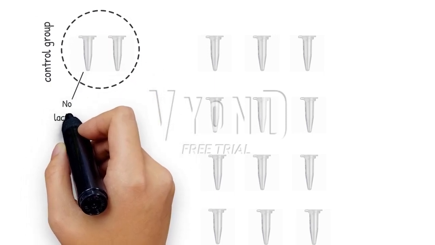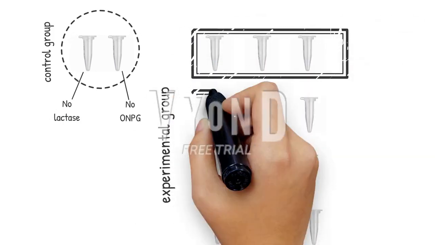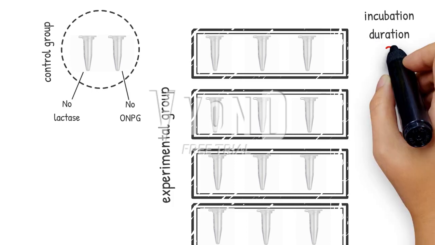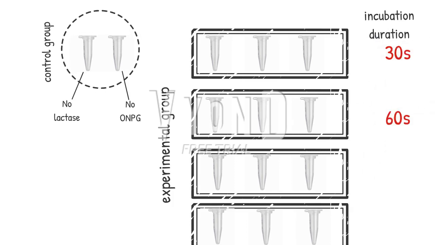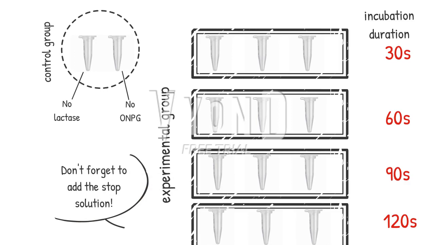In this experiment, we need 14 centrifuge tubes in total. 2 are for control groups, one without adding lactase and the other without adding the substrate OMPG. Then separating experiment group into 4 small groups, varying in incubation duration, respectively 30 seconds, 60 seconds, 90 seconds, and 120 seconds. Each group contains 3 repetitive experiments. P.S. Don't forget to add a stop solution immediately after the incubation to stop the catalytic reaction.